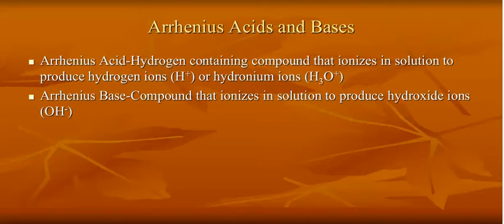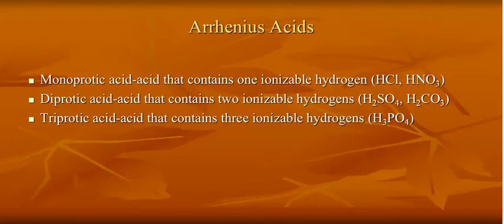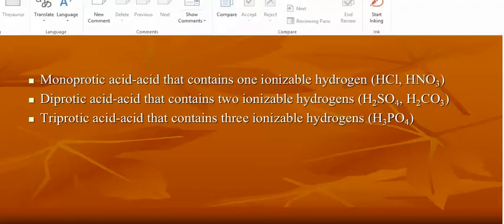Arrhenius acids are hydrogen-containing compounds, and they will ionize in solution. They will produce hydrogen or hydronium, H3O+. Bases contain the hydroxide group, the OH- group. There are monoprotic, diprotic, and triprotic acids, differing in the number of ionizable hydrogen. Monoprotic has 1 ionizable hydrogen, diprotic has 2, triprotic have 3 ionizable hydrogen.